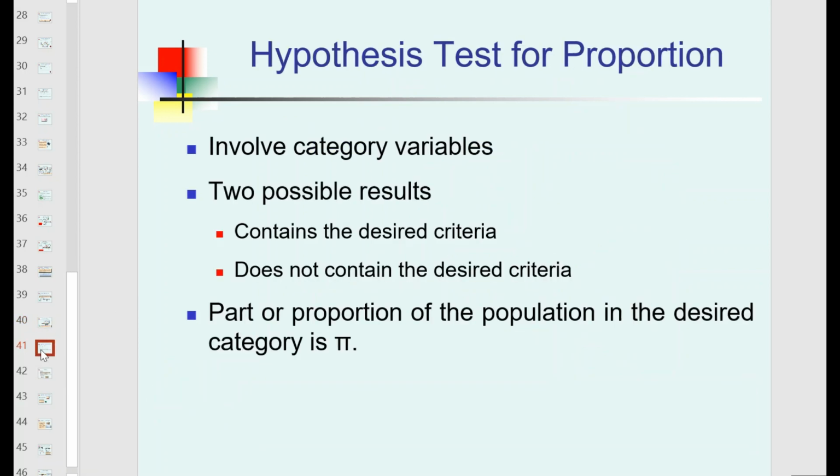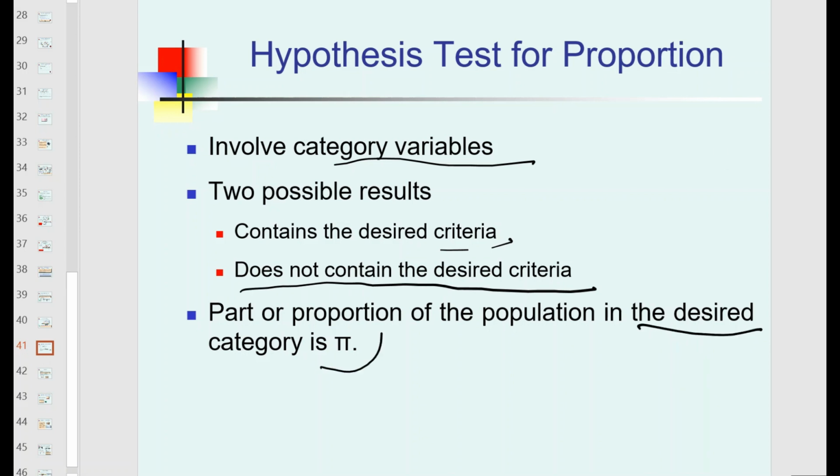Okay, now we look at the hypothesis test for proportion. When we talk about proportion, it's always about the desirable category of that variable. That's why it involves categorical variables, and it contains two possible results: containing the desired criteria or not containing the desired criteria, the one that you prefer or do not prefer.